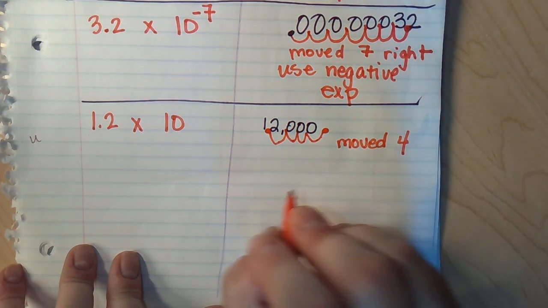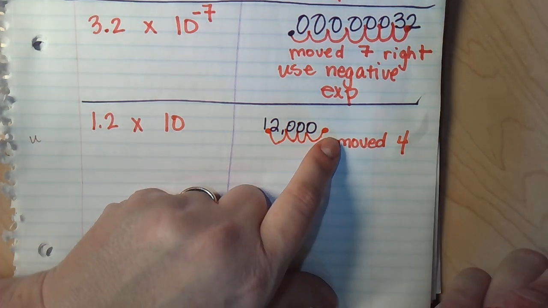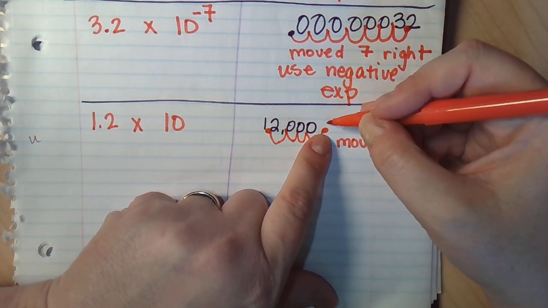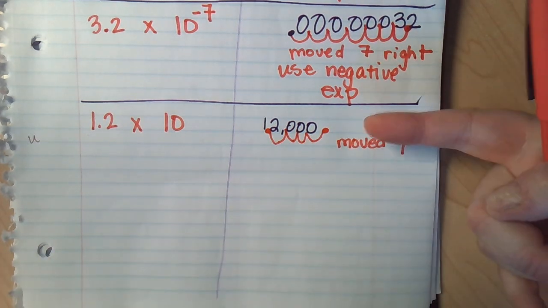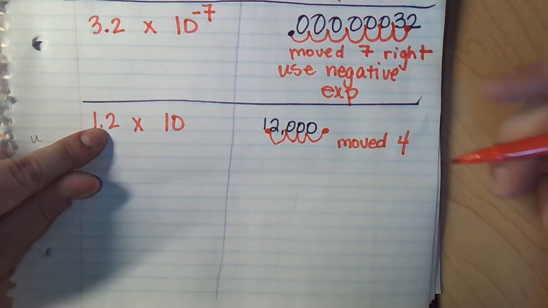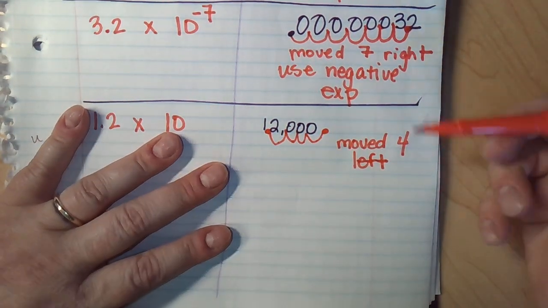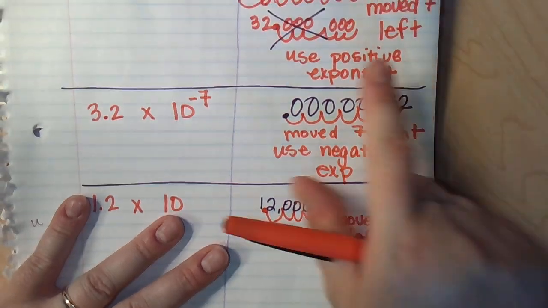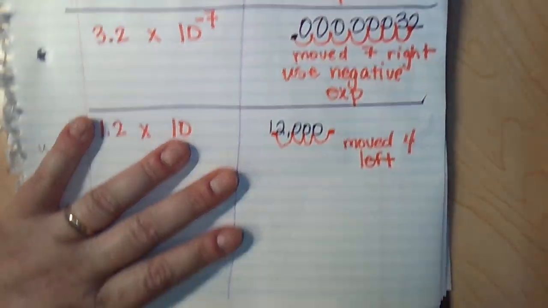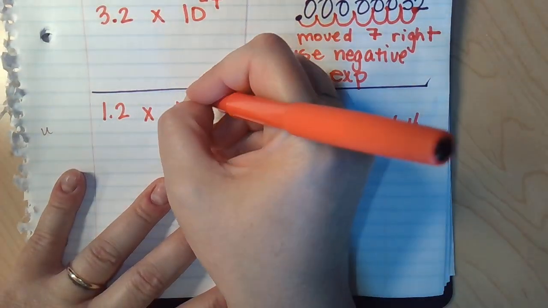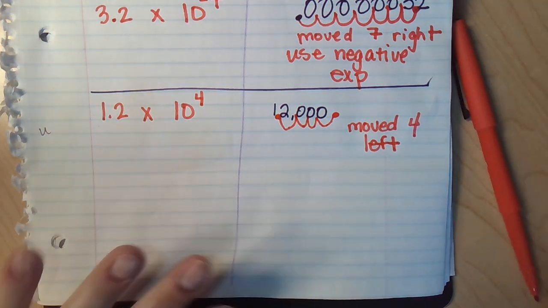And let's see which direction I moved. Where did my decimal start? Over here. And I moved it left to get 1.2. Okay, so left means use a positive exponent. So we put +4 in the air.